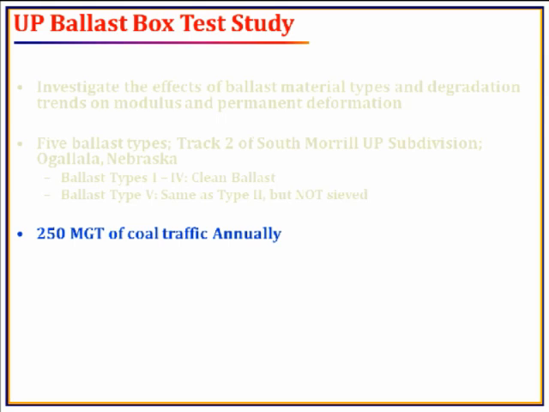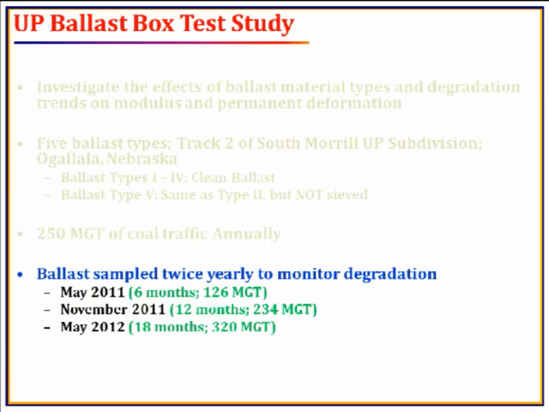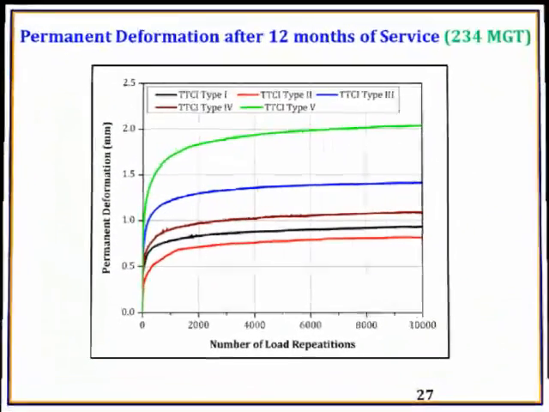And on that track line, we generally have 250 MGT of core traffic annually. Ballast is sampled twice yearly to monitor the degradation. In May 2011, November 2011, and May 2012, they have given us 3 different samples of materials. We tested the first one and we didn't get good results because at that time we had some issues with the signal that we were getting from the LabVIEW program. We corrected it and then we came up with the results.